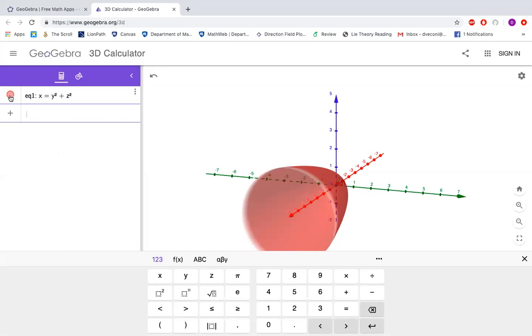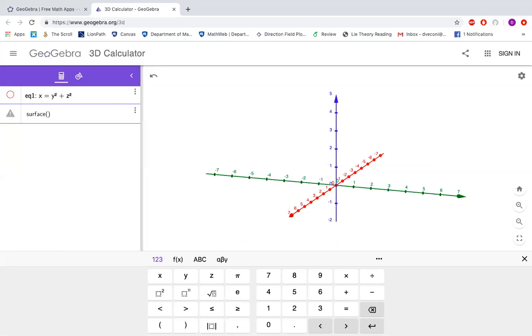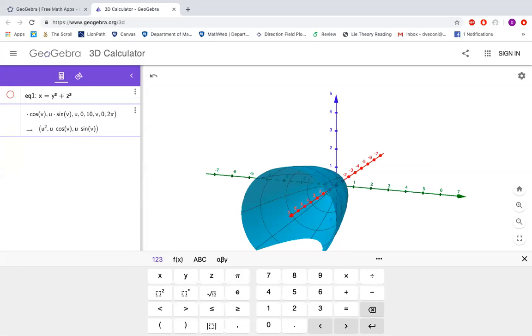Now, here's a cool thing you can do with GeoGebra. Suppose I want to create a parametric surface. Here's how you do that. You type in surface, and in this case, our surface had the x-coordinate u squared, our y-coordinate was u times cosine v, and our z-coordinate was u times sine v. Let's say that we've got u going from 0 to 10 and v going from 0 to 2 pi.